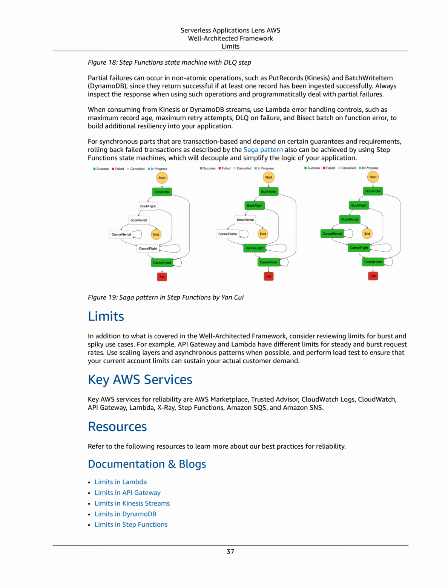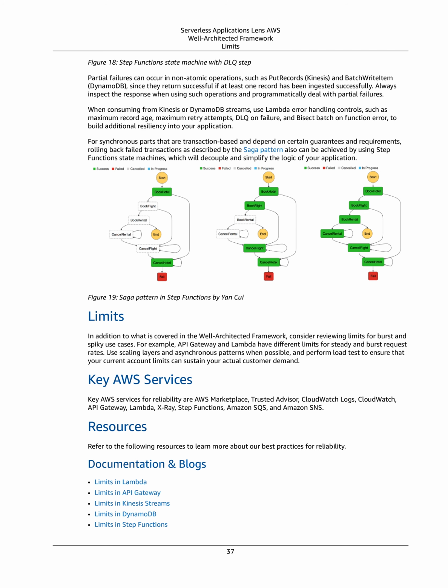When consuming from Kinesis or DynamoDB streams, use Lambda error handling controls, such as maximum record age, maximum retry attempts, DLQ on failure, and bisect batch on function error, to build additional resiliency into your application.